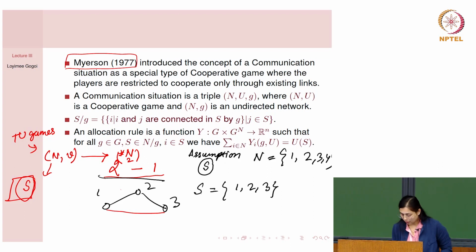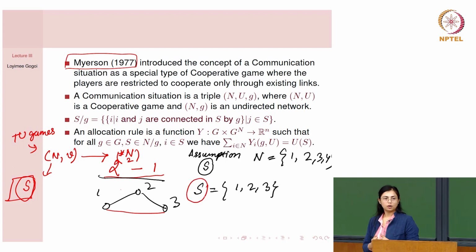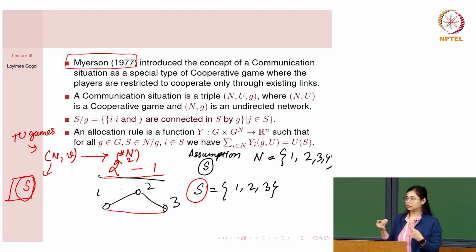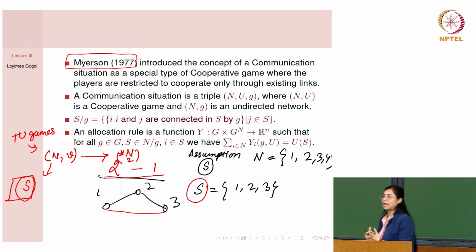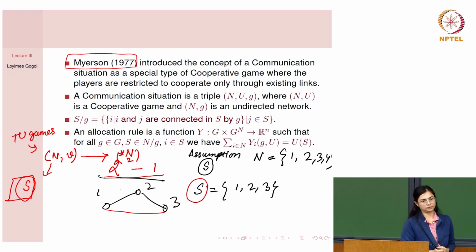So the coalition S can generate worth only when they are connected somehow in a network structure. There must be a network structure among them. Then only can they generate some worth.